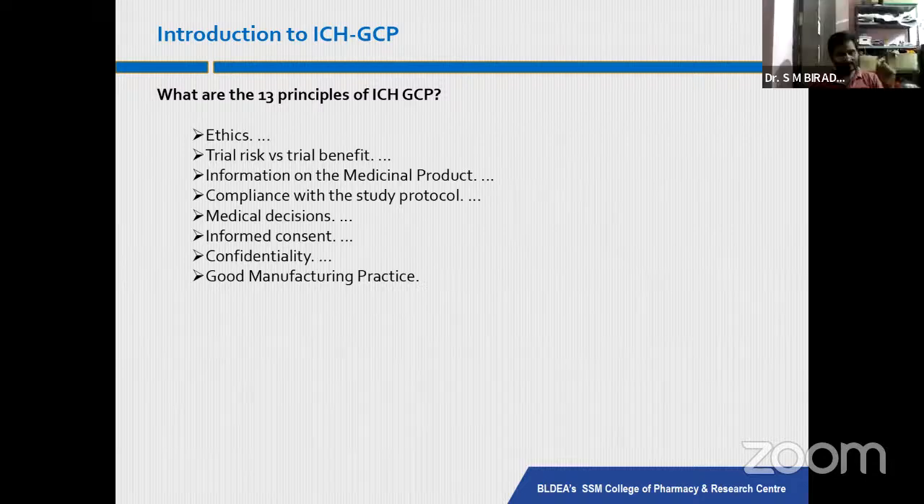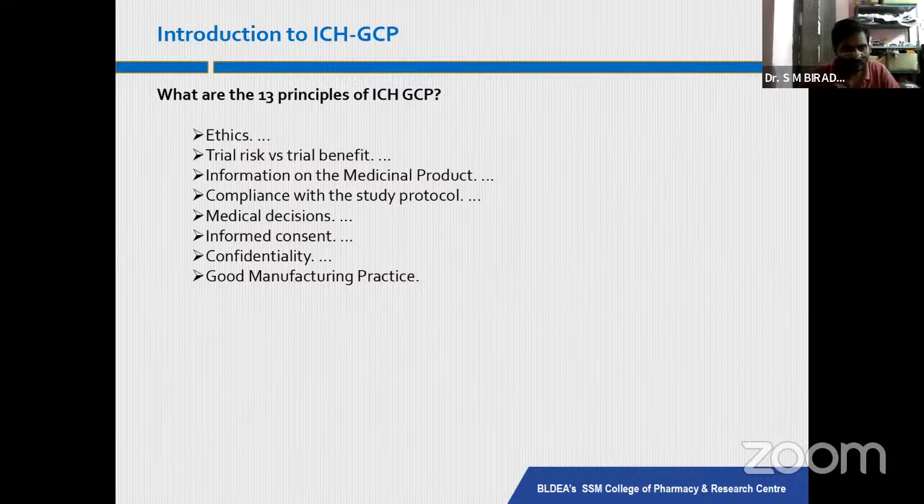We should be very ethical. We should be strong. We should not be in favor of money, or of name and fame. Without all this, we should stick to the ethics, so that we claim there is a risk if there is a risk, and claim there is a benefit if there is a benefit. And the correct information on the medical product we should give, whether it is the dose or the cost. Sometimes what happens is that a product is prepared at a very cheap rate, and we say a lot of money has been spent preparing it.